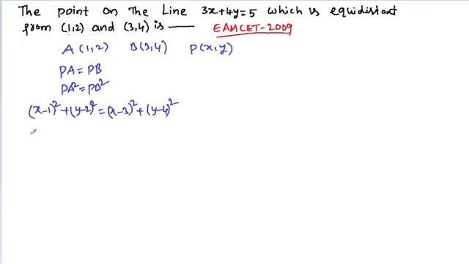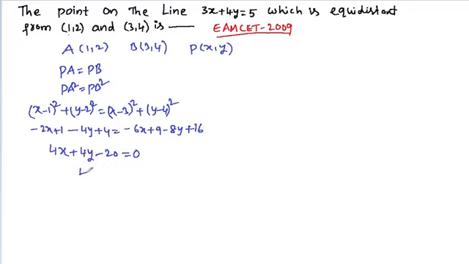On both sides x square and y square are cancelled, that is minus 2x plus 1 minus 4y plus 4 is equal to minus 6x plus 9 minus 8y plus 16. So taking this side, minus 2x plus 6x, that is 4x, minus 4y plus 8y, that is 4y, 1 plus 4, 5, 5 minus 9, minus 4, minus 4 minus 16, that is minus 20 is equal to 0. So from this equation, 4y is equal to 20 minus 4x.